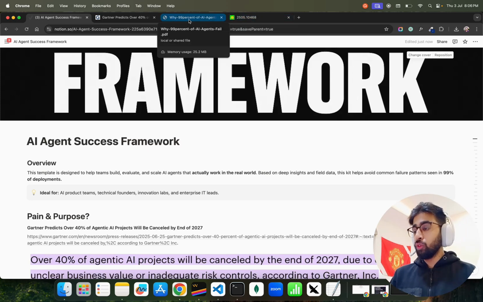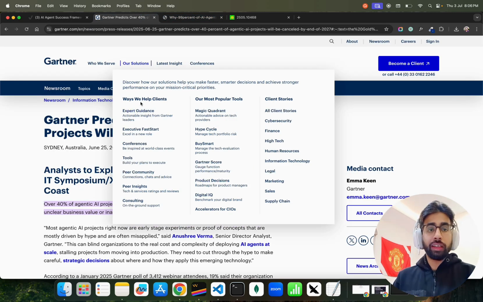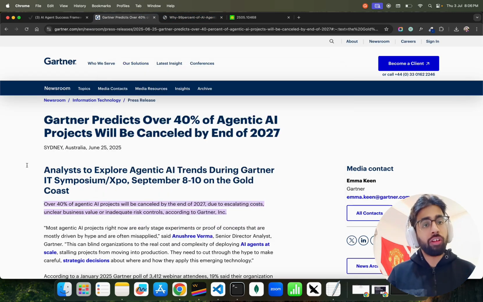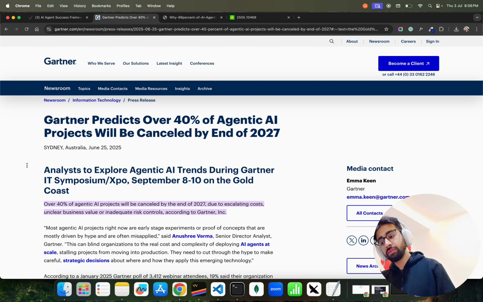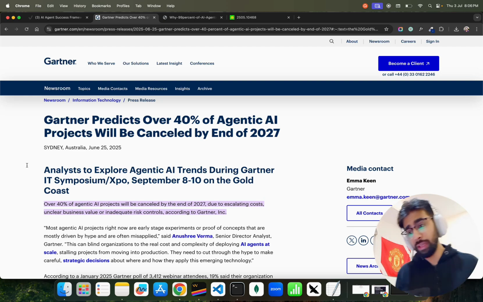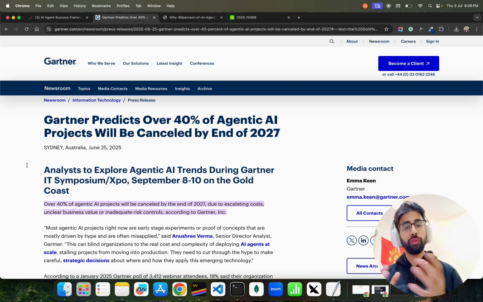That's all, guys. I wanted to just bring up this perspective on Gartner saying that this will happen. And not only Gartner, we have seen a lot of failures myself when it comes to building agent-based solutions. They are good in the POC stage, but when it comes to production, that's where they struggle.